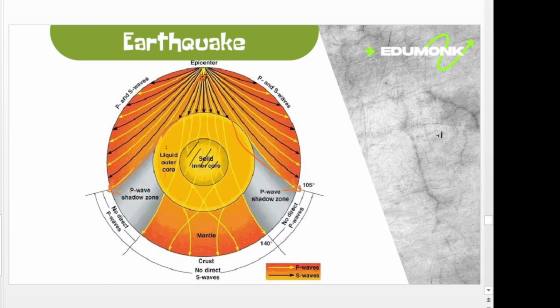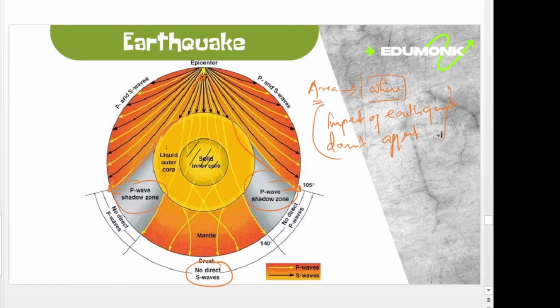Here you can see two areas. First one is the P wave shadow zone and the S wave shadow zone. The shadow zone means this is an area where the impact of the earthquake does not affect.